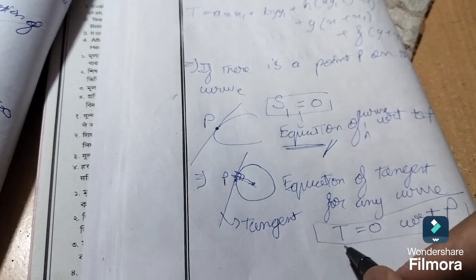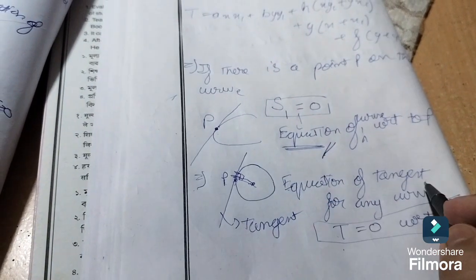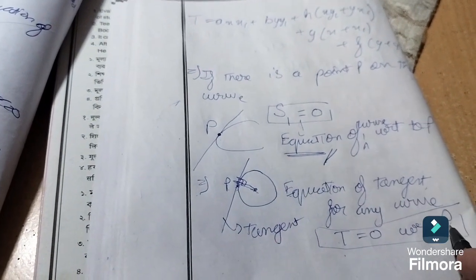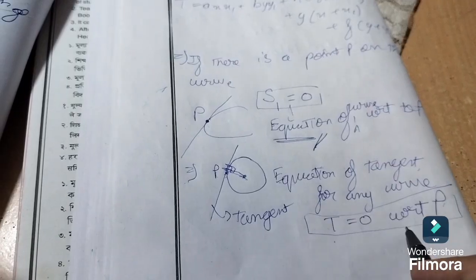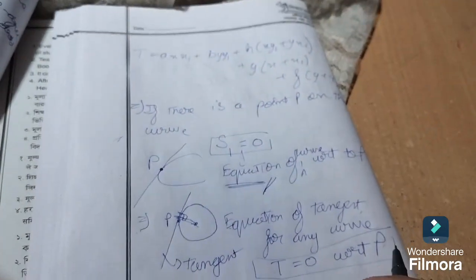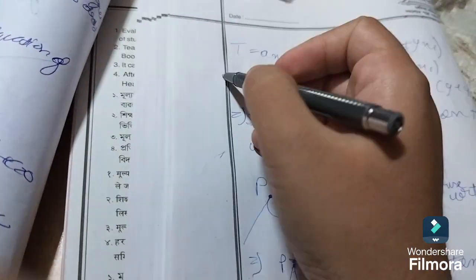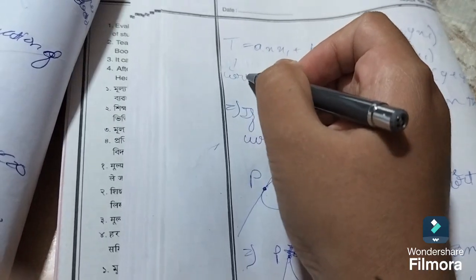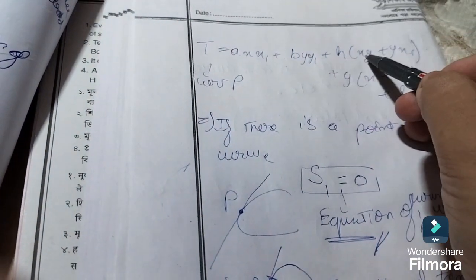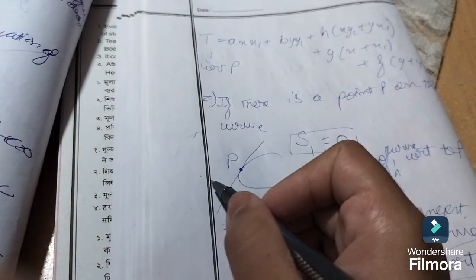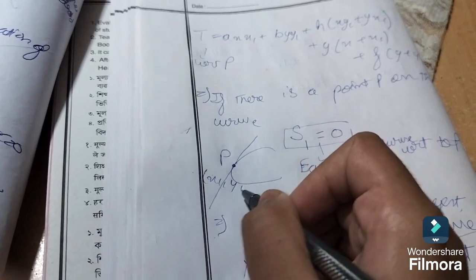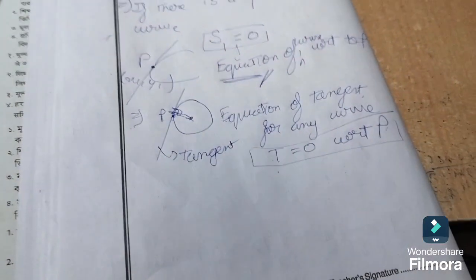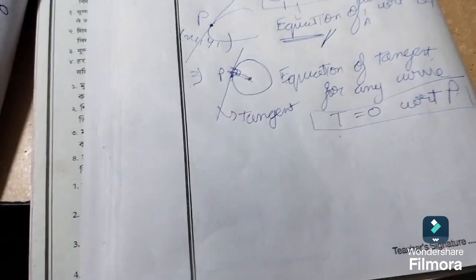For this, not only for a circle, for any curve, it is T is equal to 0 with respect to P. Understood this? This is the meaning of T is equal to 0: the equation of the tangent for any curve. Basically x1, y1 are the coordinates of P. So till this we have understood.